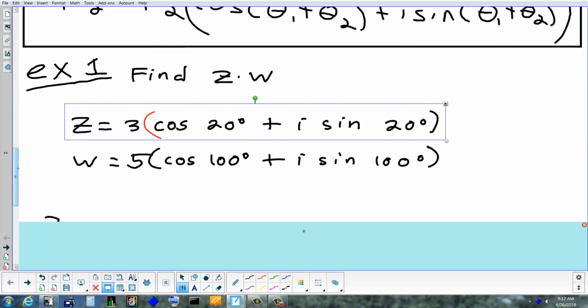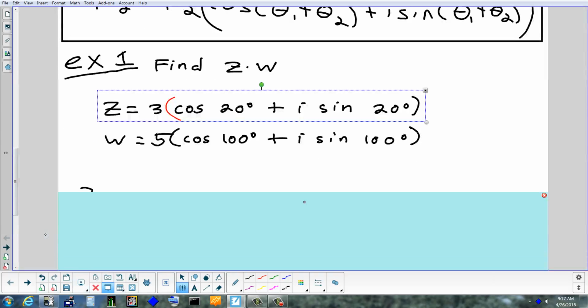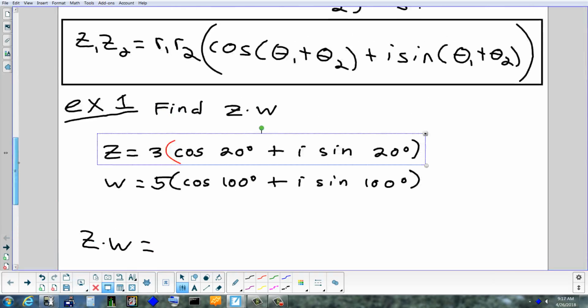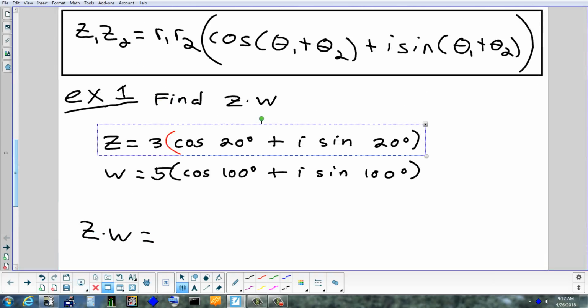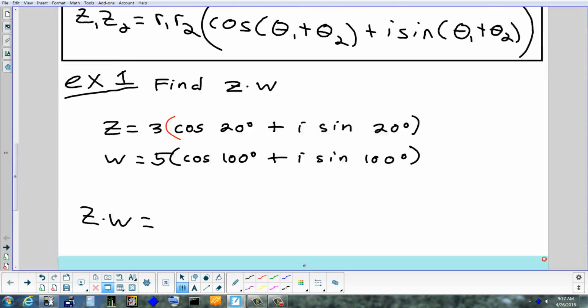Let's start with our radius. When I multiply these together, what is my radius going to be? 3 times 5. Yeah, take the first radius times the second one. And what does that come out to? 15. So all that takes the place of having to do the Pythagorean theorem. That's your new radius. You don't have to worry about any of that other stuff.